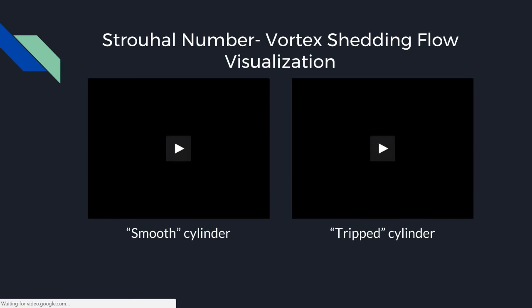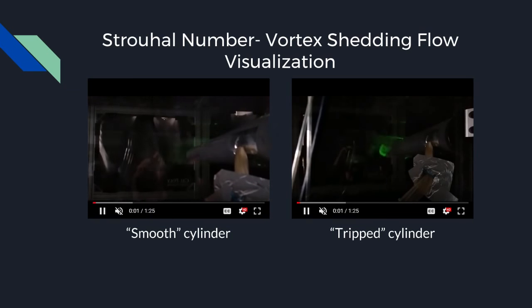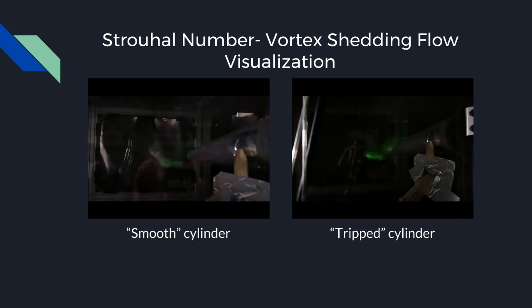The difference between a tripped boundary layer versus a non-tripped one becomes apparent with a side-by-side comparison of the flow visualization for each case. In the video of the tripped cylinder, the vortex shedding appears to begin closer to the trailing edge of the cylinder and has less magnitude than when the cylinder is not tripped.